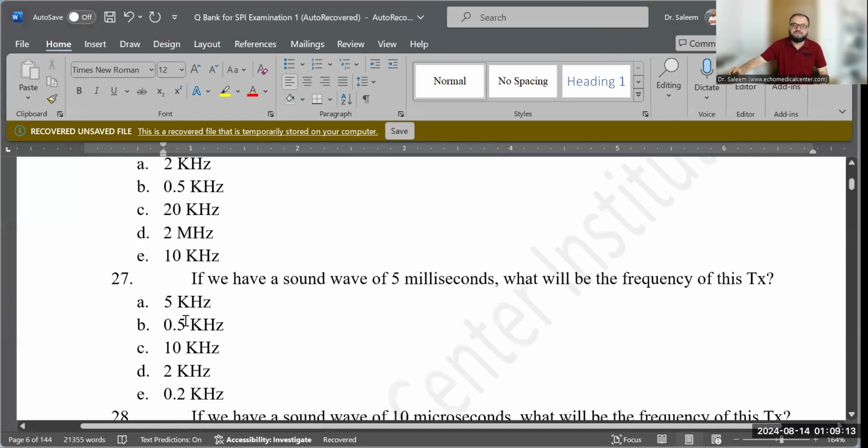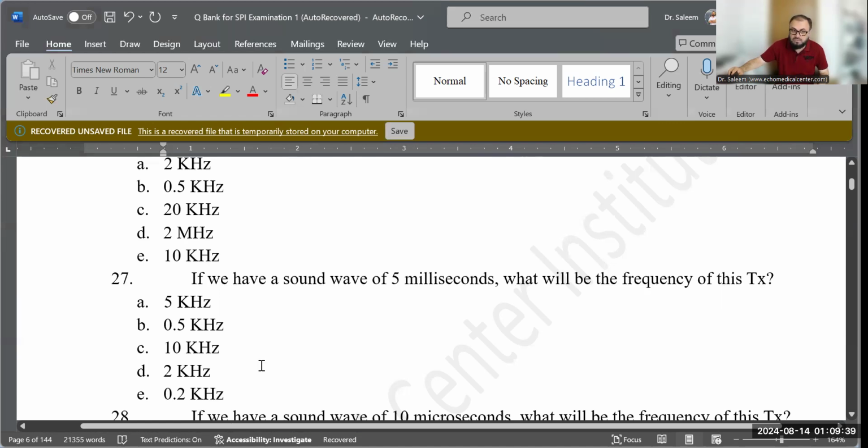Okay, so it says, if we have a sound wave of 5 milliseconds, what will be the frequency of this transducer? So again, same formula. Frequency is equal to 1 divided by T, and T here is 5 milliseconds. So what do you think? 1 divided by 5, which one will be the correct answer? What do you think?